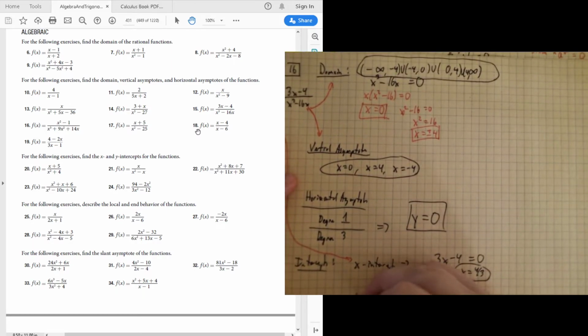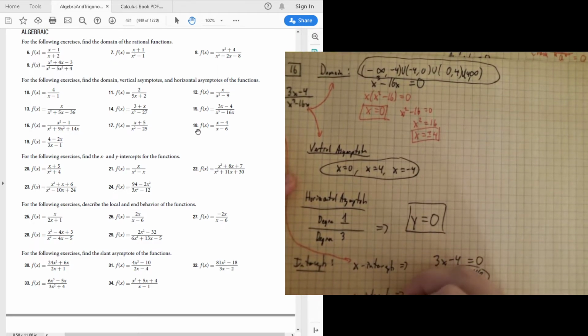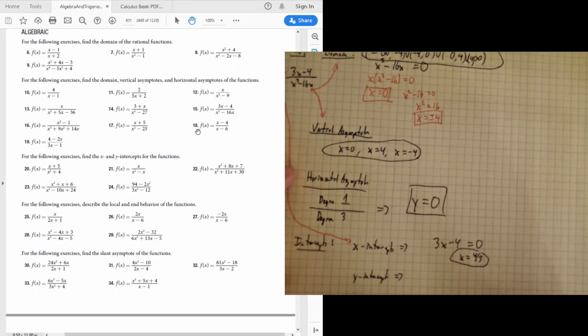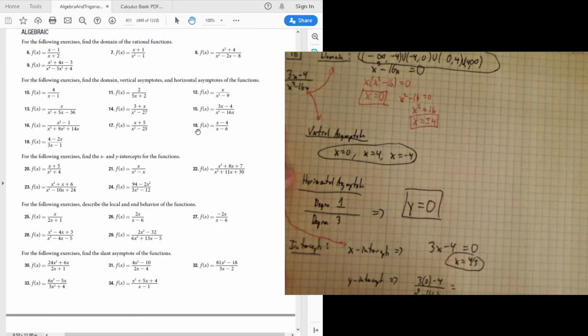My y-intercept can be found by just taking 0 and plugging it into the equation. So we get 3 times 0 minus 4 over 0 cubed minus 16 times 0. Okay, so in this case, on top, we get negative 4. On bottom, we would get 0. You are not allowed to divide by 0, which is why this is undefined.